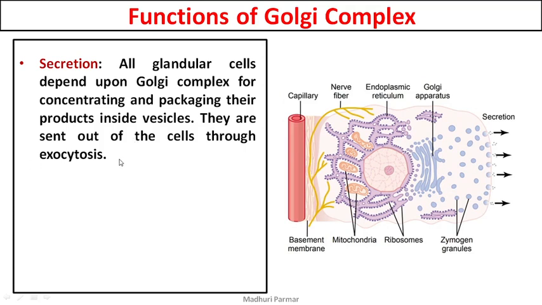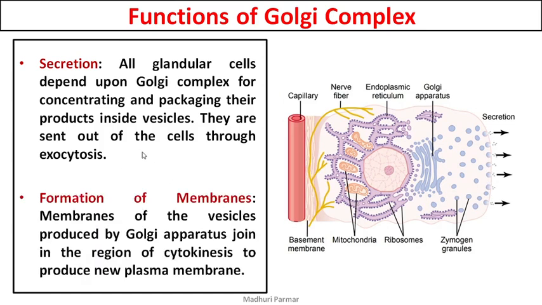This we have already discussed when we were discussing the plasma membrane transport. We discussed endocytosis. In endocytosis there was phagocytosis and pinocytosis. This exocytosis is just the opposite of pinocytosis. Here the vesicles will fuse with the plasma membrane and its content will be released outside.